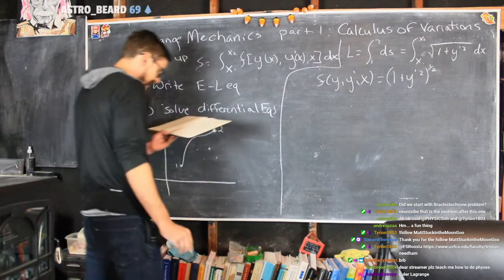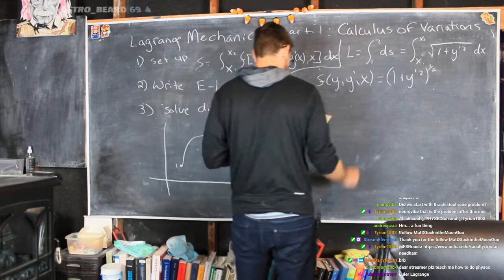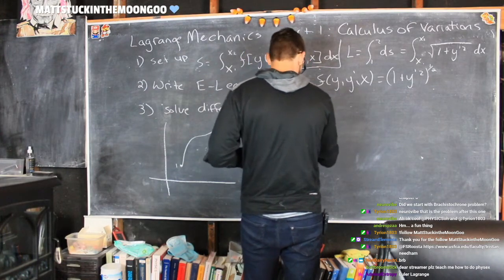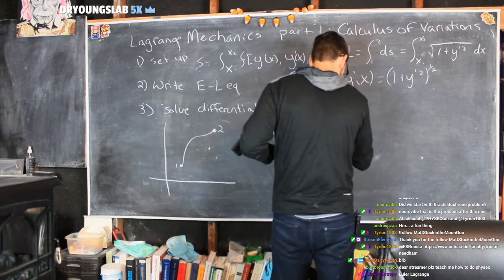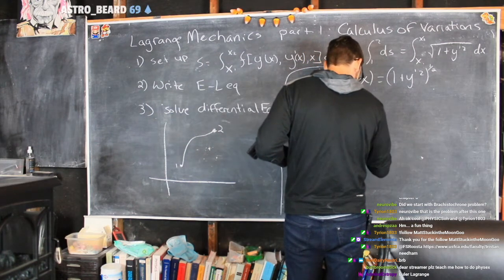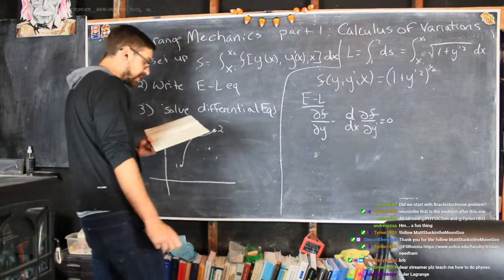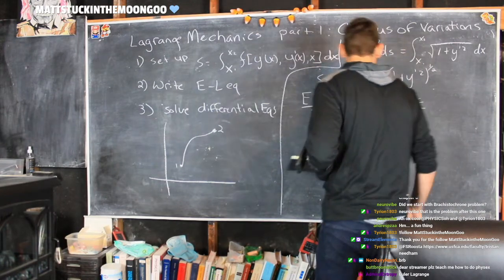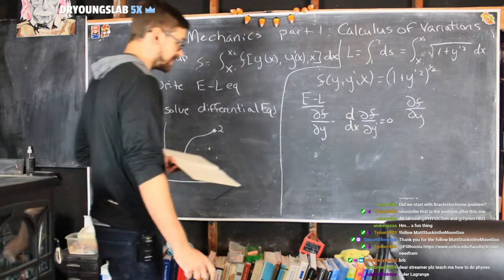Next thing is to find the components of the Euler Lagrange equation. Let me remind you what that equation is. The Euler Lagrange equation is the partial of f with respect to y minus d dx of the partial of f with respect to y prime, which is equal to 0. So what are each of these pieces? What's the partial of f with respect to y? Well, there's no y in there, so that's 0.